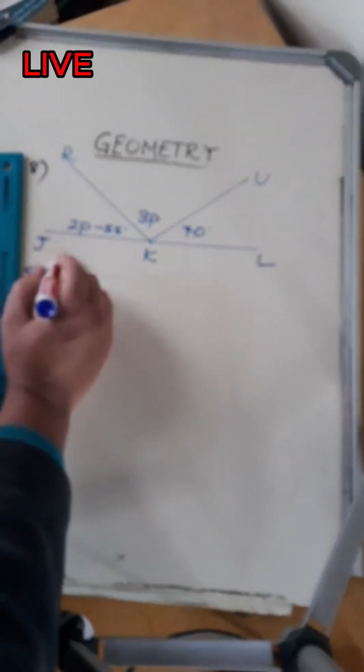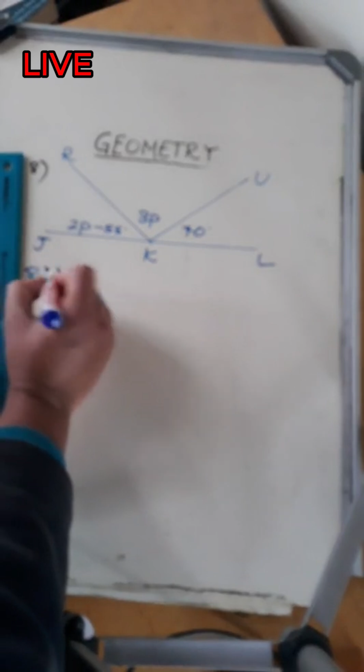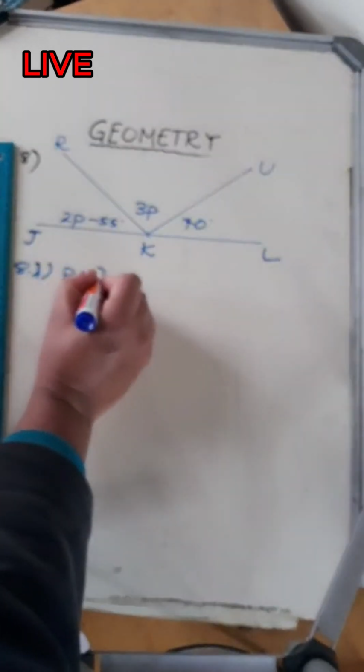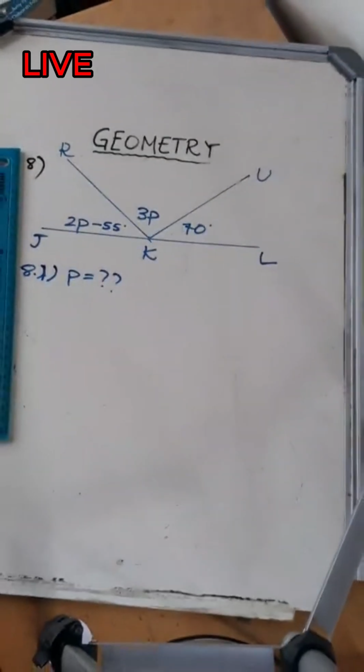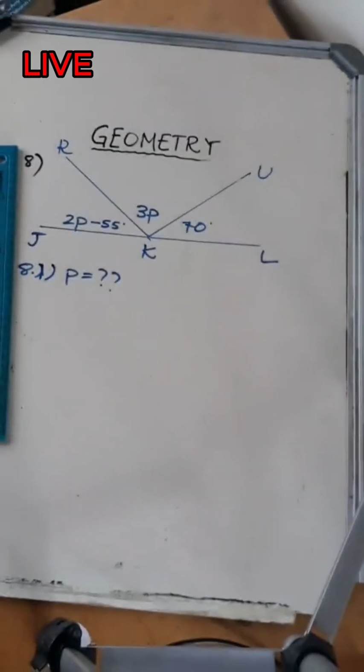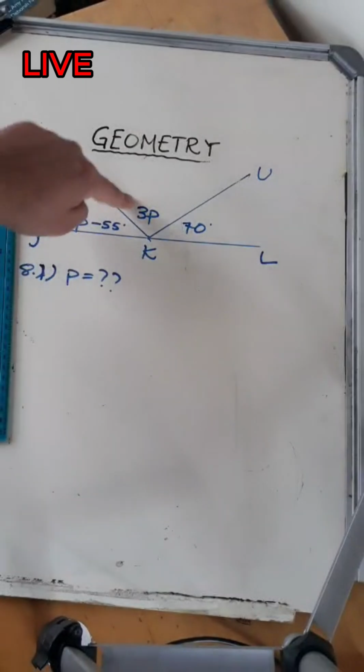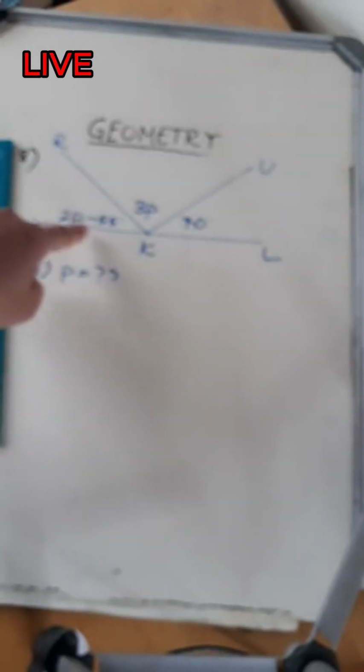Question 8.1. Determine the value of P. And remember, this P is the same as that P. It's not a different P. Yes, this is 2P and this is 3P, but P and that P is the same. The P here is the P that is going to change this angle.